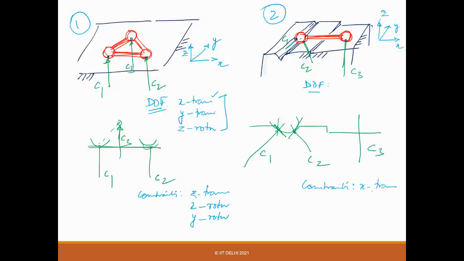Y is along the V, so it can slide. It can have that rotation, translation. So Y translation is there. What about Z? Yes, X and Z both constrained. So Z translation.